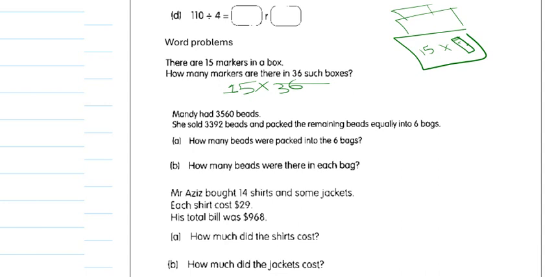You can multiply by grid method or using the column way. 15 times 36. Let's check. 5 times 6 is 30. 0, carry 3. 5 times 3 is 15, plus 3, 16, 17, 18.